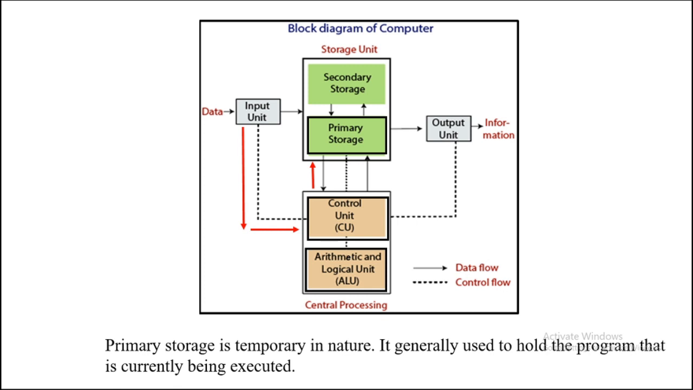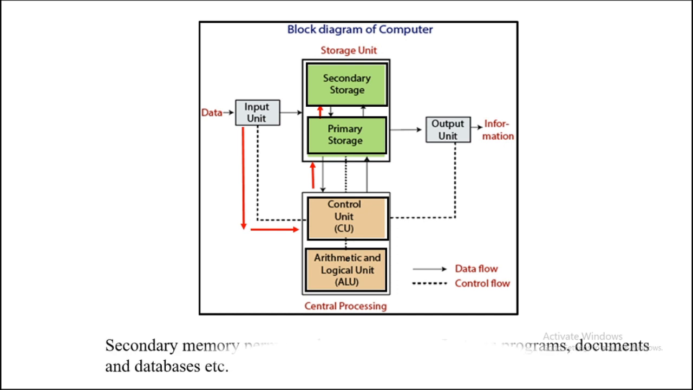Then the primary memory can get the data from secondary storage. Secondary storage stores the programs, documents, and databases. It stores the data permanently. It is slower than primary storage unit. When a program is executed, it is transferred from secondary memory to primary memory for execution.